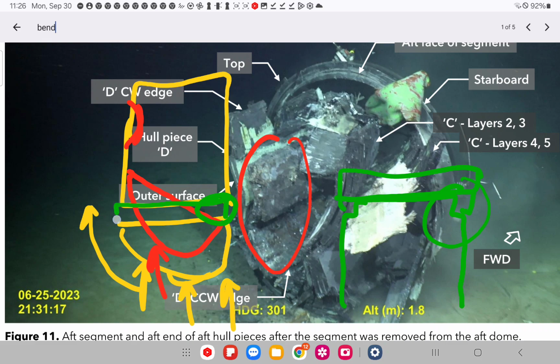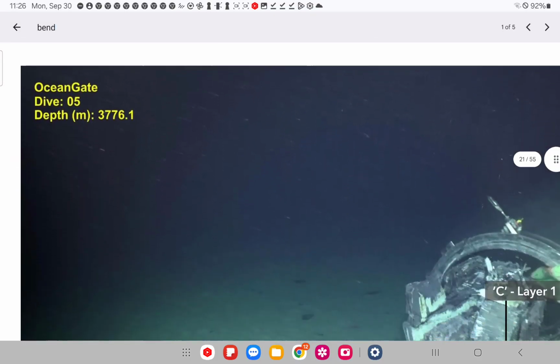There's an interface ring right here. So it wants to rotate along with the dome. Now let me get you that rotation.